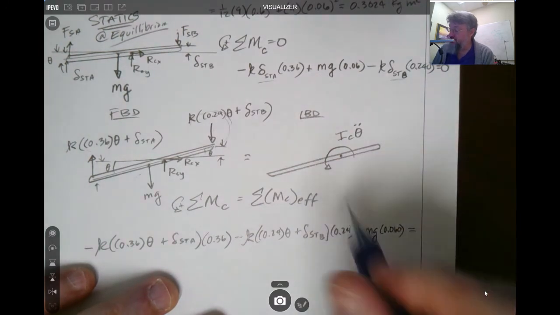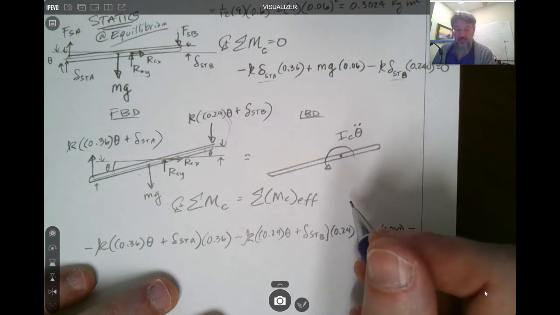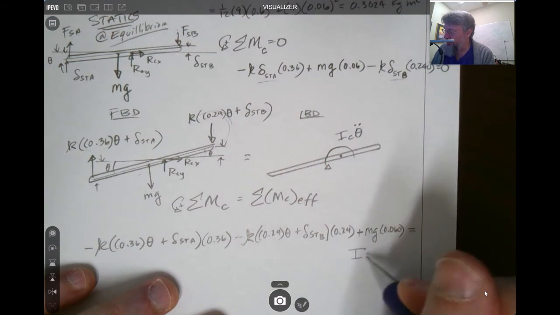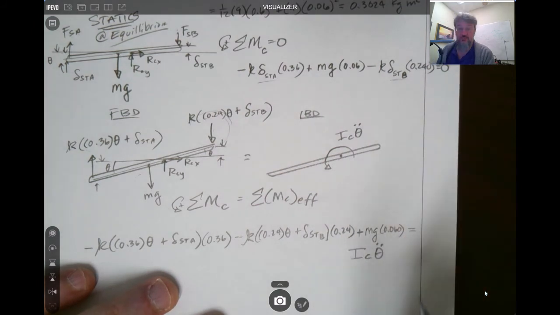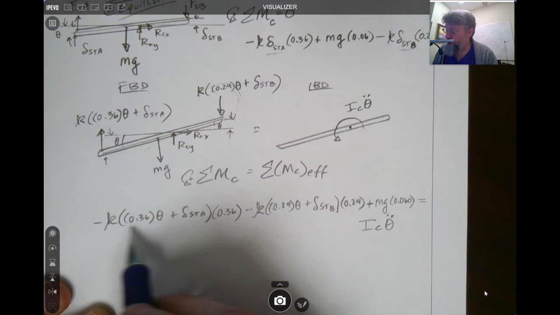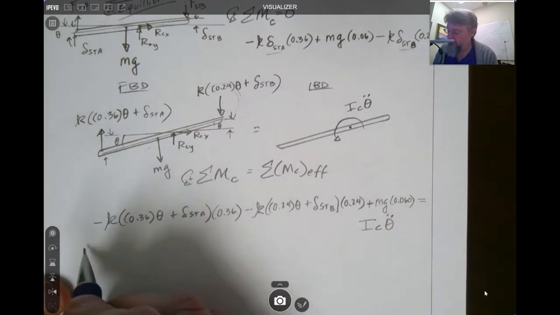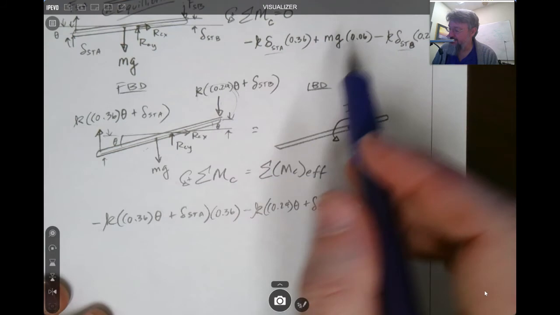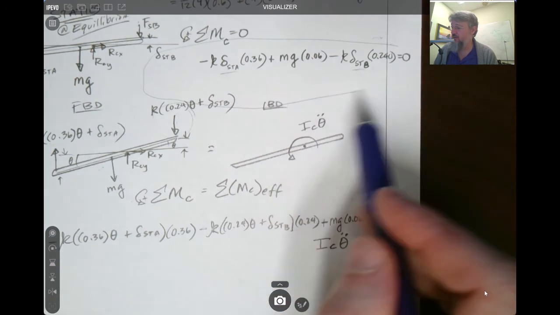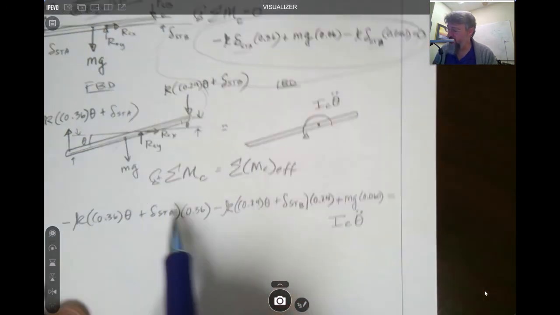And then that's supposed to be equal to, on the left-hand side, I made this counterclockwise, right? So we're going to have IC theta double dot. So if we distribute this out right here, we can find this up here is going to be equal to 0. So we can collect all of those terms and try to find where that's going to be 0. So first off, we go negative k 0.3.